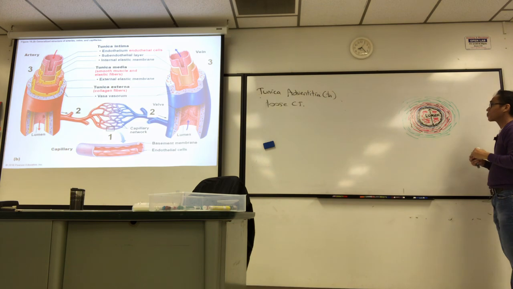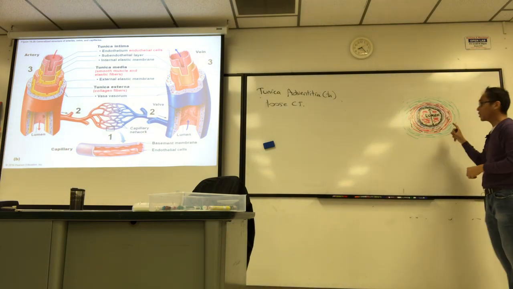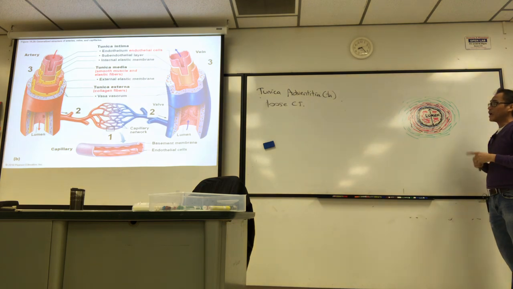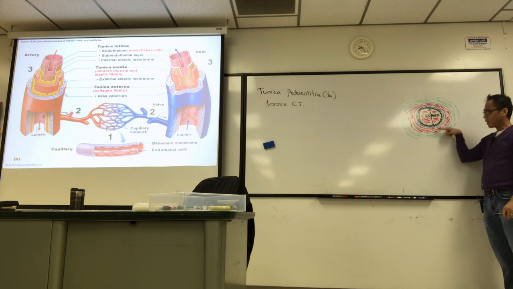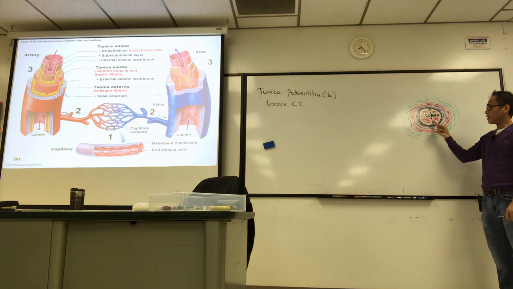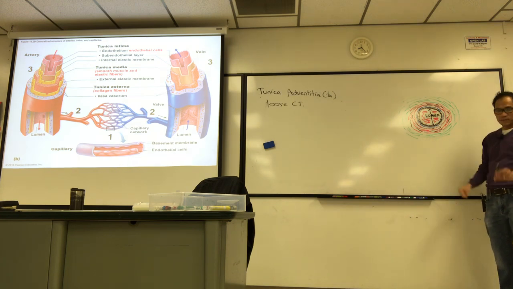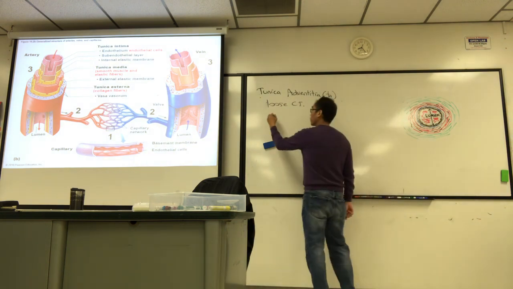Now, because the largest vessels have all three tunics, the TI, the TM, the TA, the cells in the outer layers need blood supply too, because they're not going to get nourishment from the blood that's flowing in them because they're too far away. So you may see blood vessels in this outermost layer, and it's called the vasovisorum, which means vessels of the vessel.